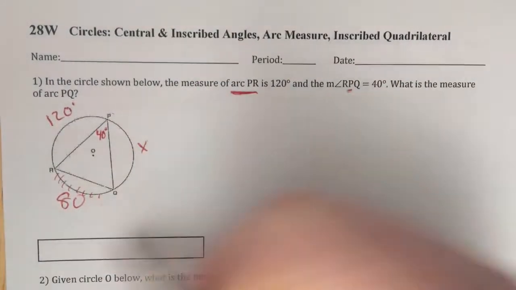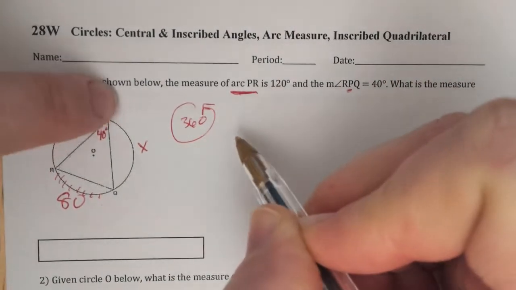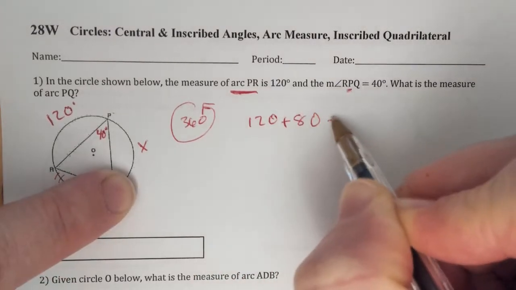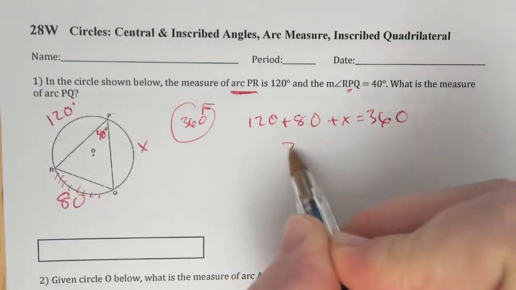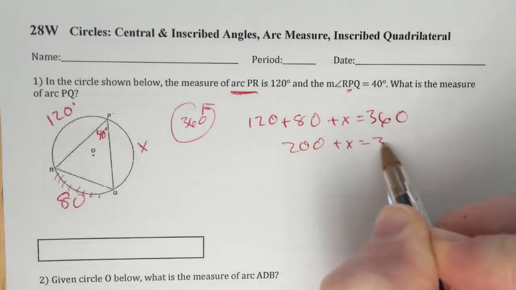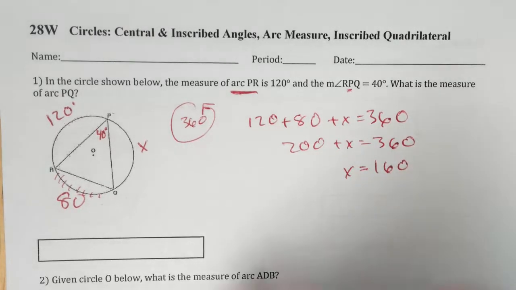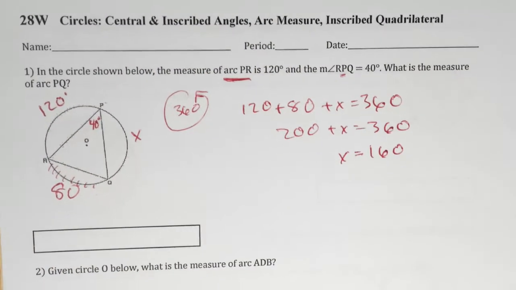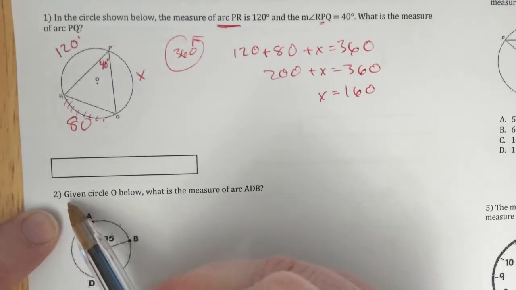And then all the way around in a circle adds up to 360. So what we have is 120 plus 80 plus x equals 360. So that would be 200 plus x equals 360, just showing more work, and x would have to be 160 degrees. Awesome, and that would be your answer right there. So pretty simple, right? I'm just showing more work than I need to, just to give you a nice idea how to do this. All right, number 2.